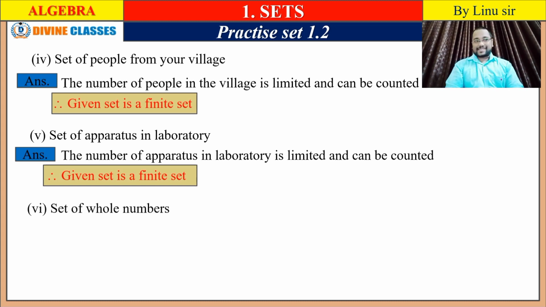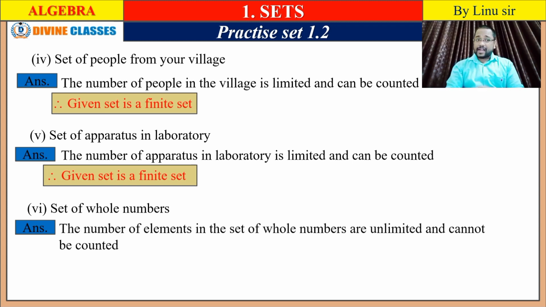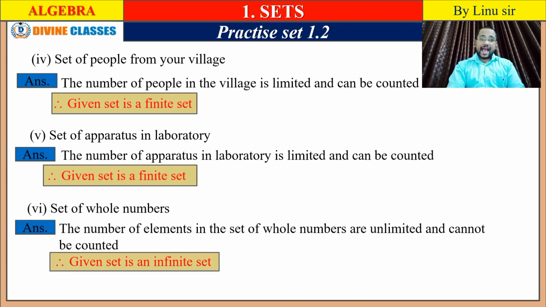Question number 6: set of whole numbers. We know whole numbers start from 0, so we can write 0, 1, 2, 3, and it goes on, right? We cannot find the end point of whole numbers, so it is unlimited. We can write in this way: the number of elements in the set of whole numbers is unlimited and cannot be counted, right? Therefore, the given set is an infinite set.